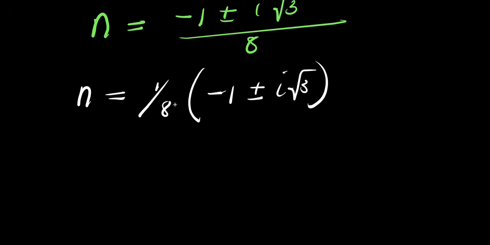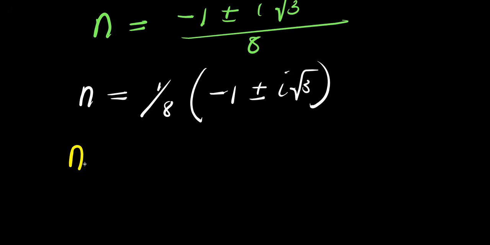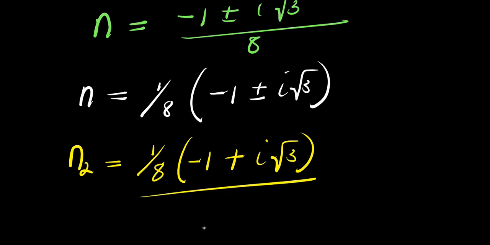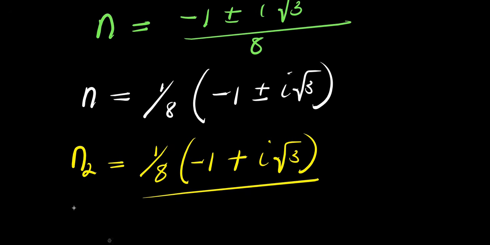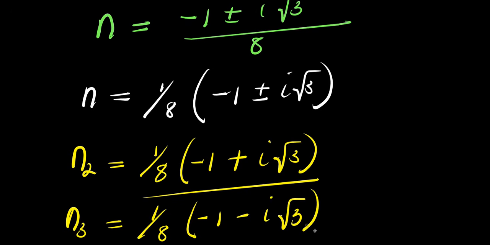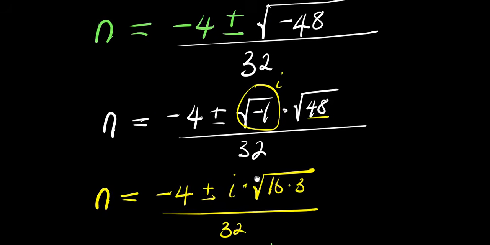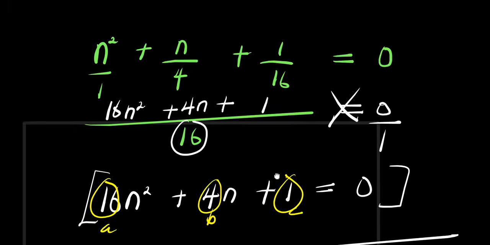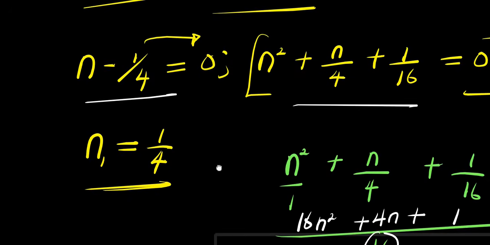I have two complex values for n. I can have my n2 equals 1 over 8, this is 1 over 8 of negative 1 plus i root 3. Then I also have n3 equals 1 over 8 of negative 1 minus i root 3. So these are two complex value solutions, and we also have one real solution, which is n equals 1 over 4.